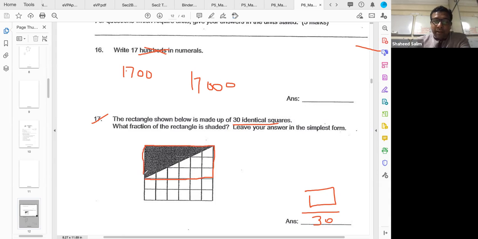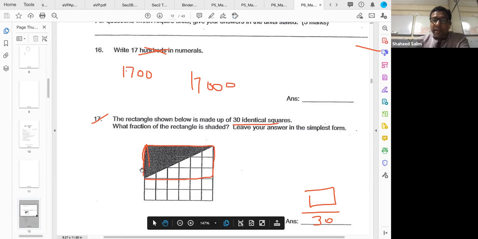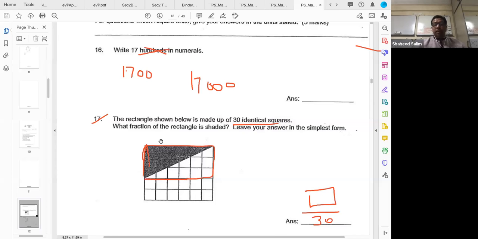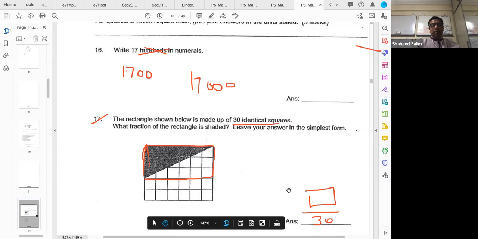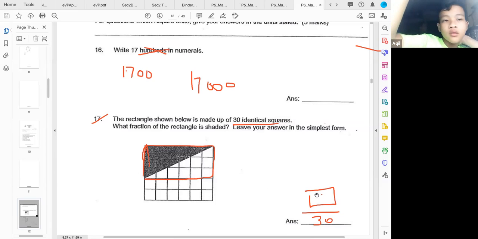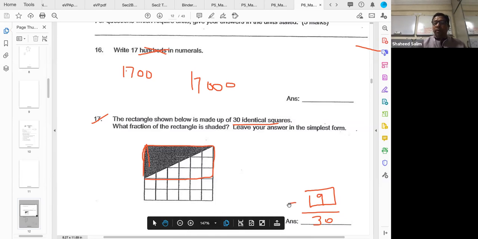Half of this. How much is it? You know how many squares there are here? You just divide by 2. Because this is half of what? How many squares are here? You just 3 times 18. 18 divided by 2 equals 9. 9. And this is 9 over 30. But in simplest form.